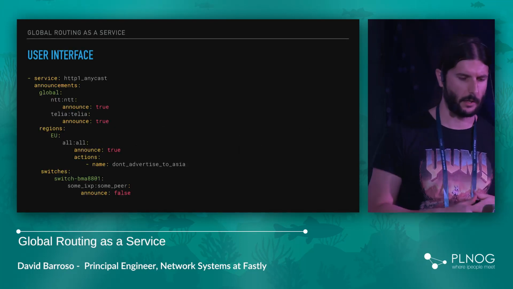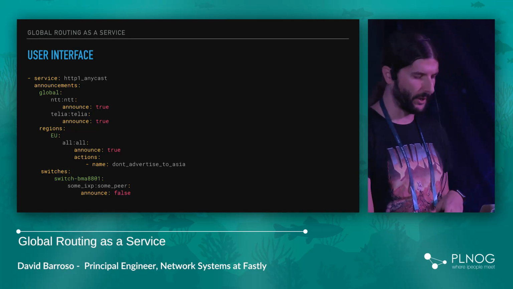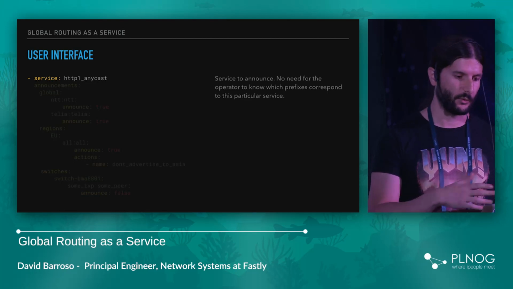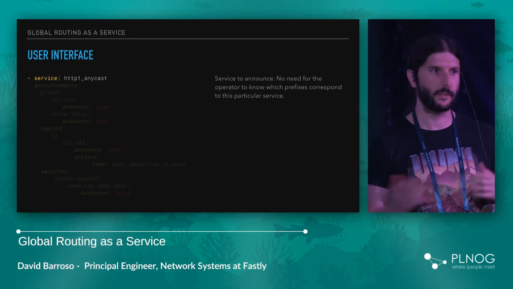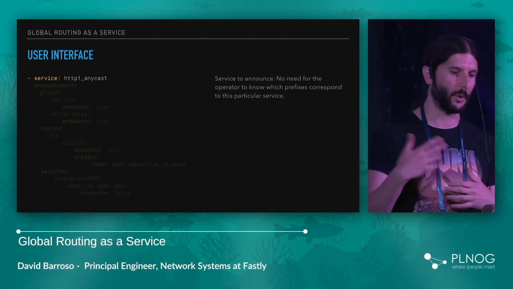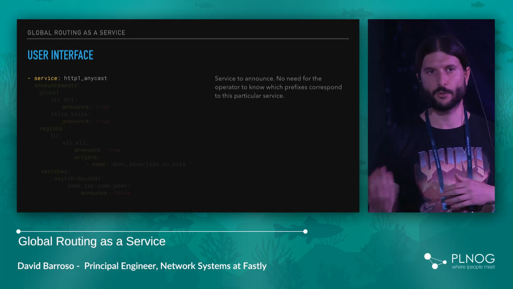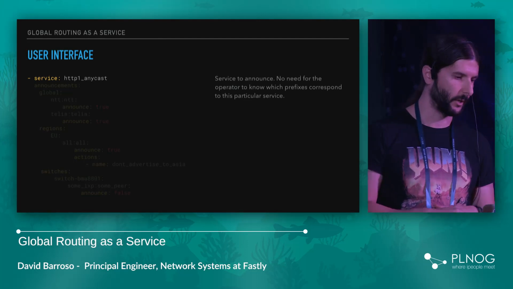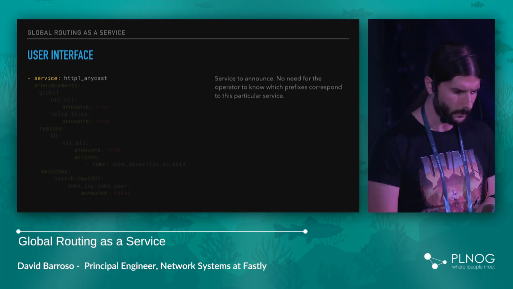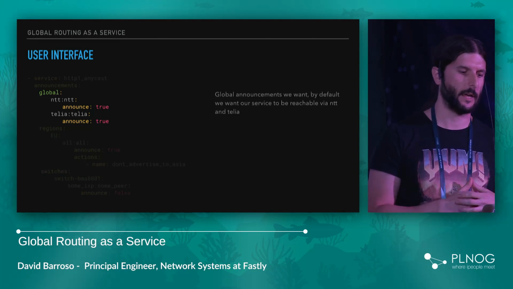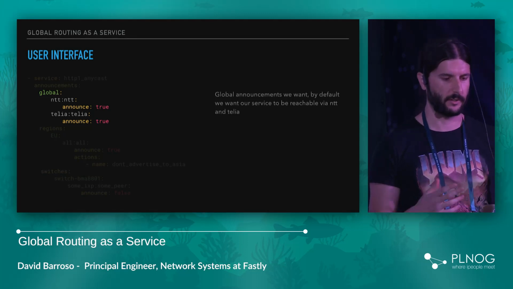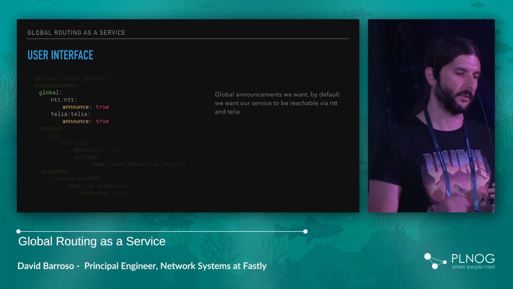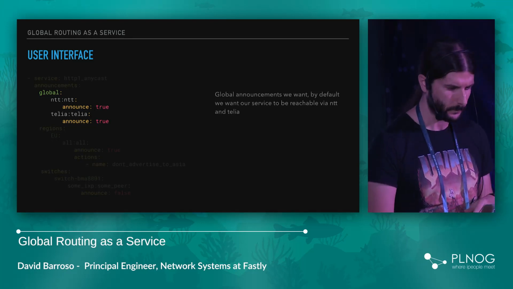So we start mocking a user interface for the operator. We have the service that we want to announce. This is just a name. This will translate to one or many prefixes. The operator doesn't really need to care about those prefixes. It doesn't have to care either if it's IPv4 or IPv6. The system will just resolve that on the operator's behalf. And then you can start describing what you want to do. For instance, globally, I want by default to announce this set of prefixes over NTT and Telia.